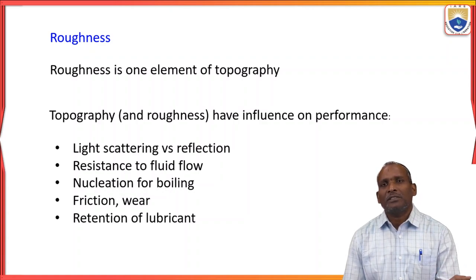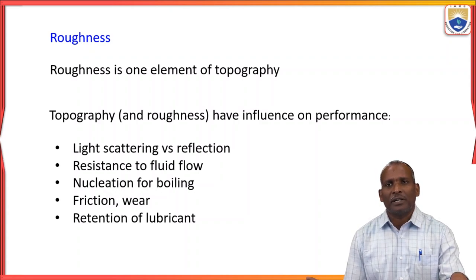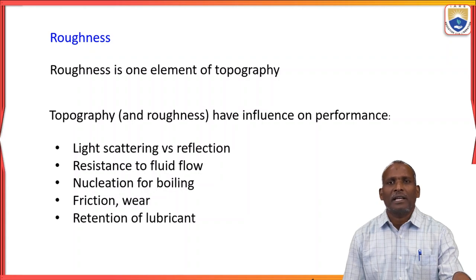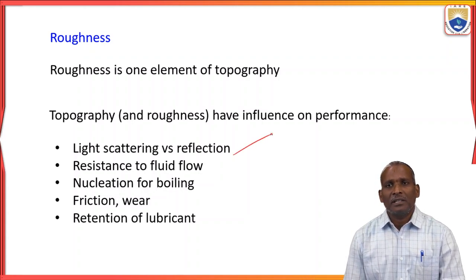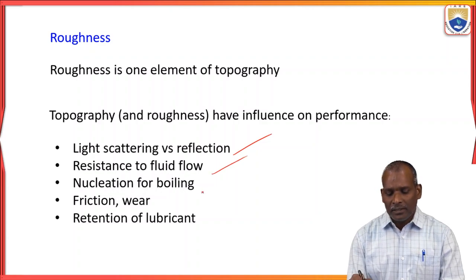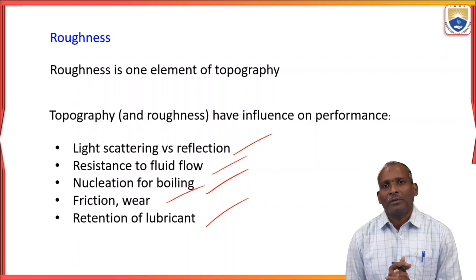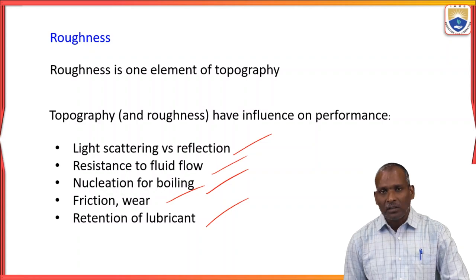When manufacturing the product, you can calculate the roughness of the surface. During manufacturing, the surface finish may also not be good due to various conditions of the operating procedures. Topography influences the performance, like light scattering versus reflection, resistance to fluid flow, nucleation for boiling, friction and wear, and retention of lubricant. All these factors influence the performance of a machine component in relative motion. That's why roughness is a very important element of topography.